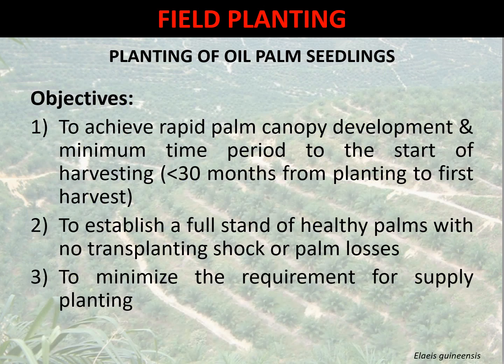Next, let's move on to the planting of oil palm seedlings. The objectives of planting oil palm seedlings are to achieve rapid palm canopy development and a minimum time period to the start of harvesting. It is also to establish a full stand of healthy palms with no transplanting shock or palm losses and to minimize the requirement for supply planting.